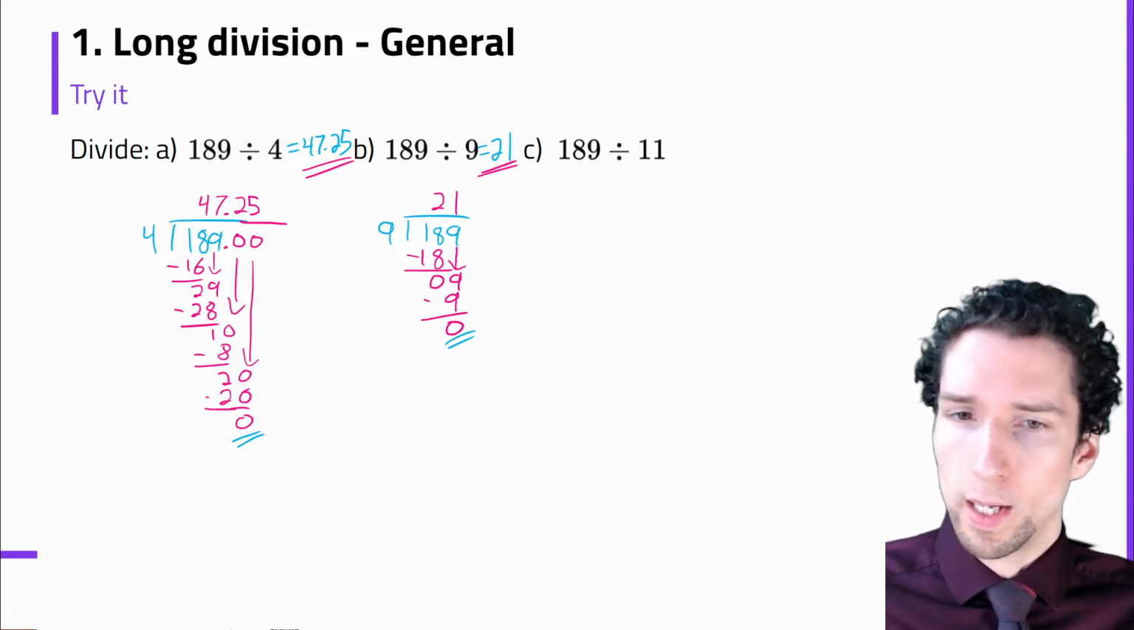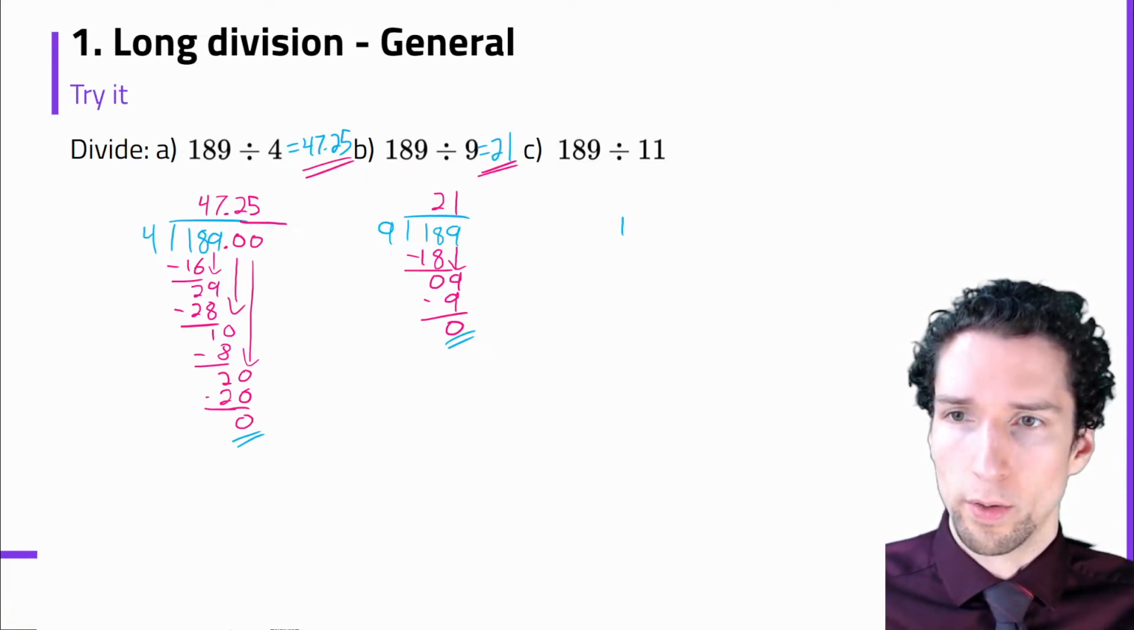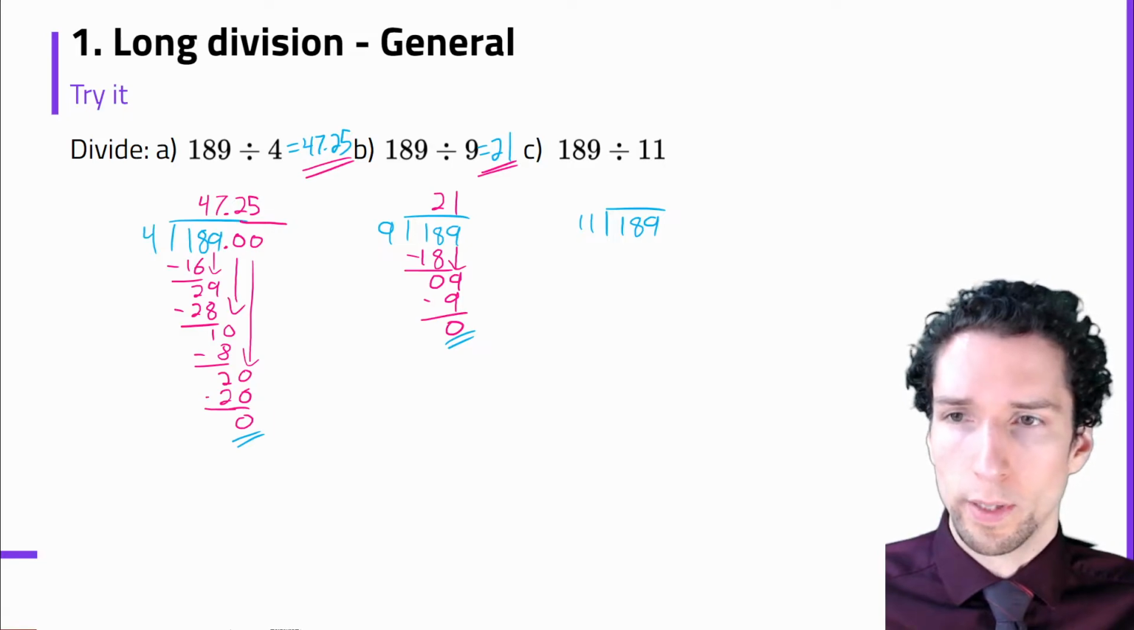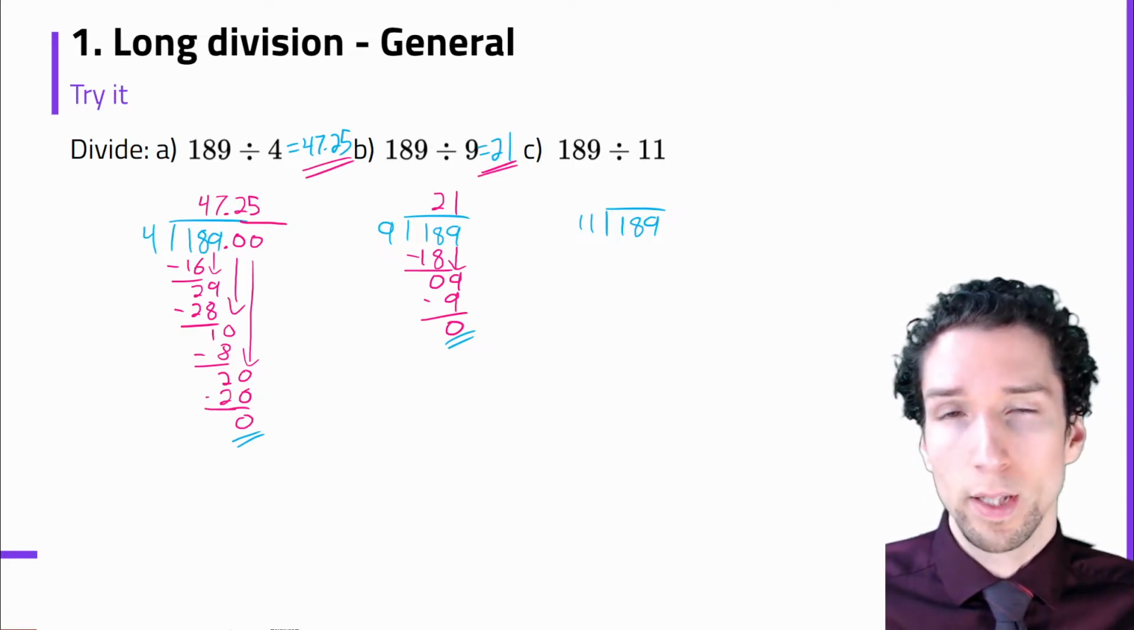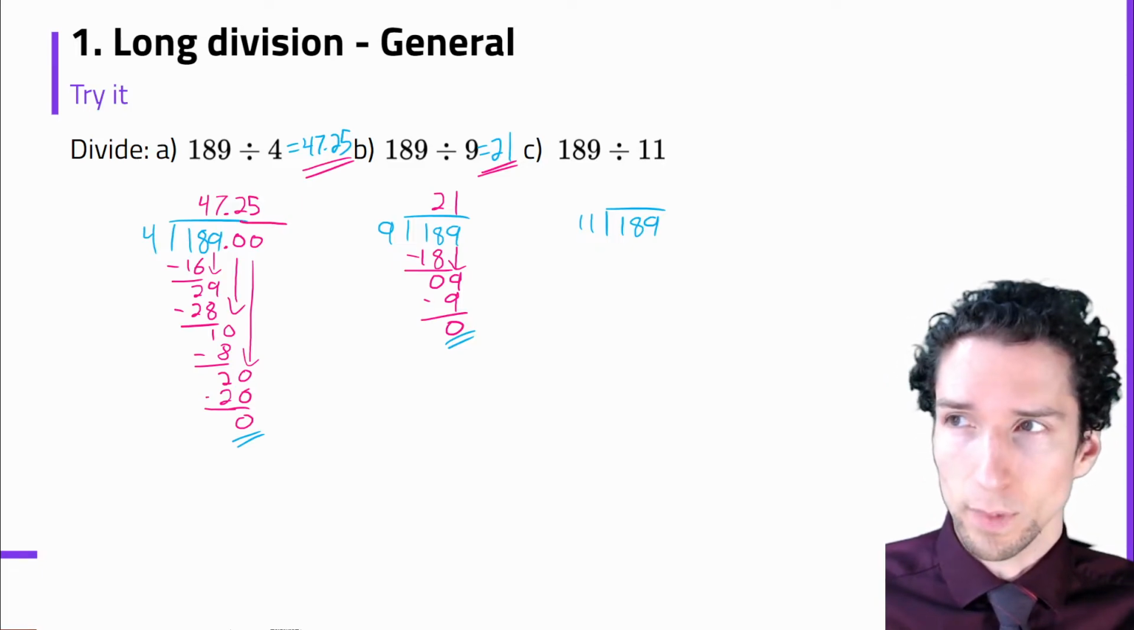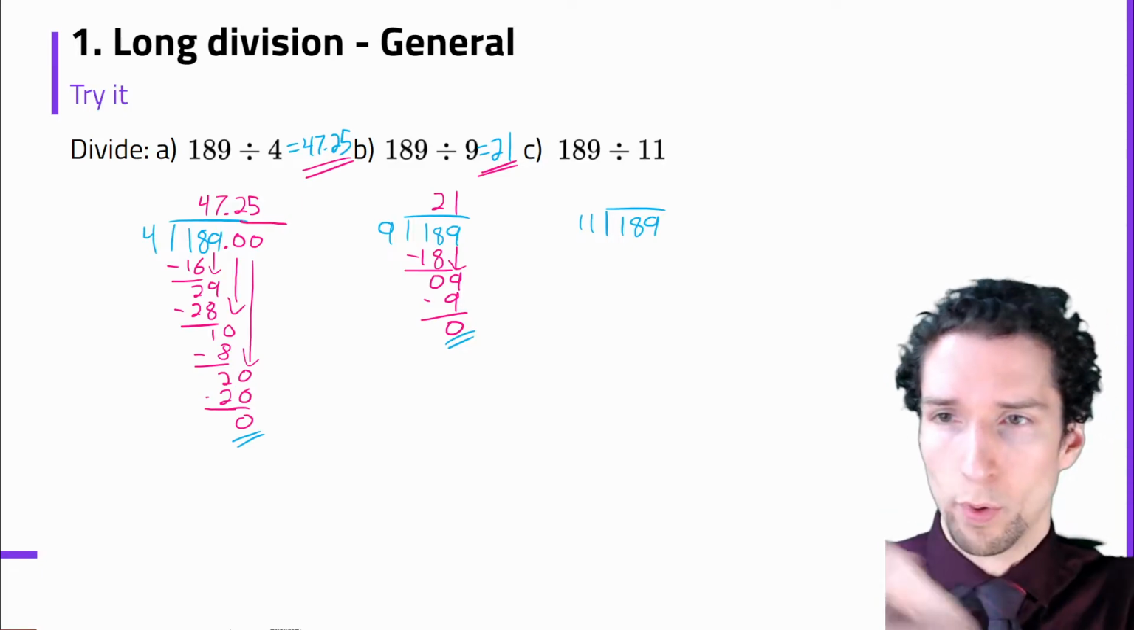Okay, last one, 189 again, divided by 11. This looks like it will not go in cleanly, and with 11 that means we'll have an infinite decimal, but it will repeat. We'll have 2 digits, and then that will repeat forever.